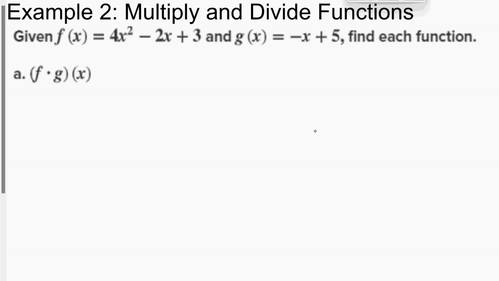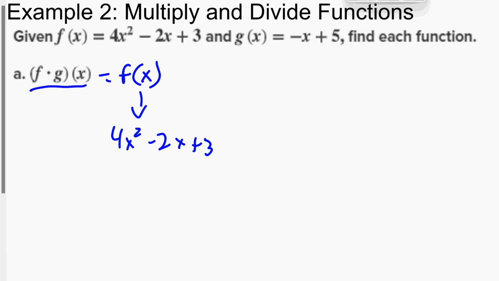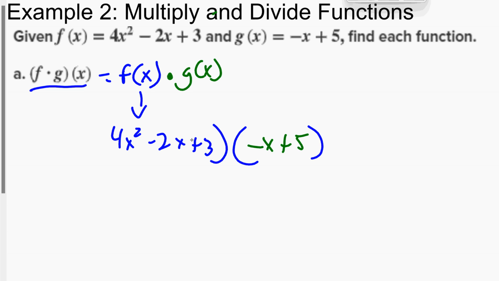Part 2 of section 1 is looking at multiplying and dividing functions. So here, multiplying, f times g of x, is just saying I'm going to take f of x, which is 4x squared minus 2x plus 3, and multiply that by g of x, and g of x is negative x plus 5. So I'm going to multiply the two functions together. That's putting parentheses right next to parentheses.